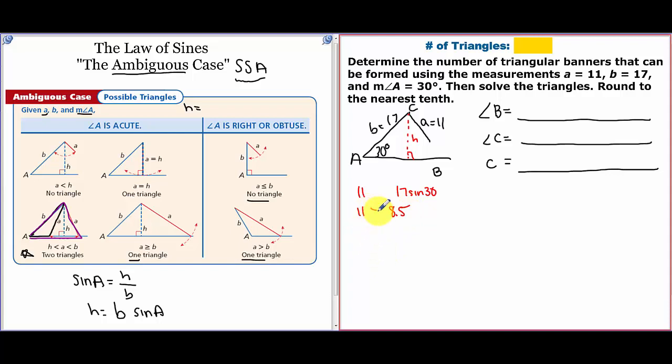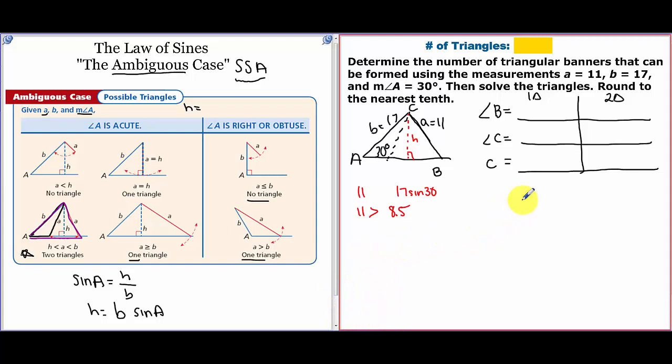So 11 is greater than that. So what that means is this side here is going to be able to swing down and make one triangle, swing over, and make another triangle. Okay? So what you're going to do is once you've discovered that it's two triangles, draw a line down the center. Okay? One triangle, two triangles, so that I know that it's two triangles.